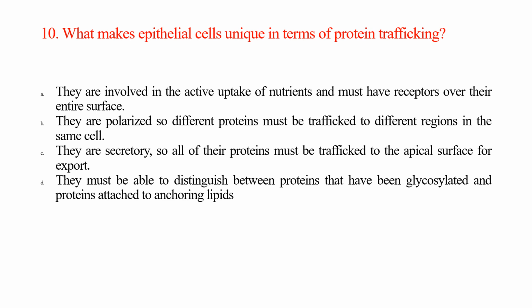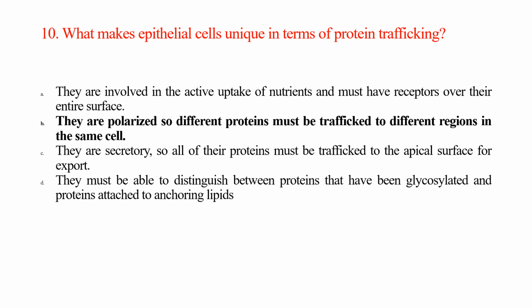Number 10. What makes epithelial cells unique in terms of protein trafficking? A. They're involved in the active uptake of nutrients and must have receptors over their entire surface. B. They are polarized, so different proteins must be trafficked to different regions in the same cell. C. They are secretory, so all of the proteins must be trafficked to the apical surface for export. Or D. They must be able to distinguish between proteins that have been glycosylated and proteins attached to anchoring lipids. The answer is B. Epithelial cells are polarized, so different proteins can be trafficked to different regions of the same cell.